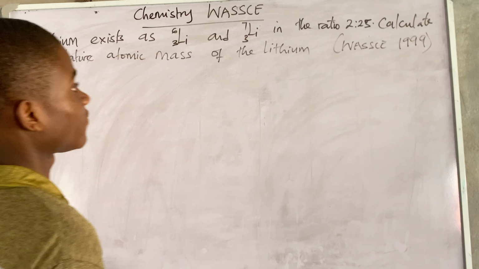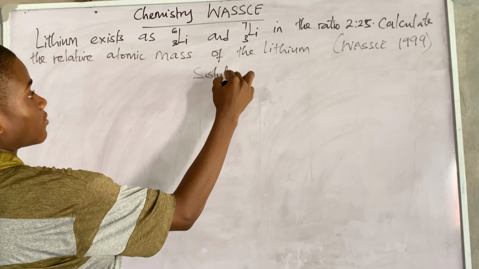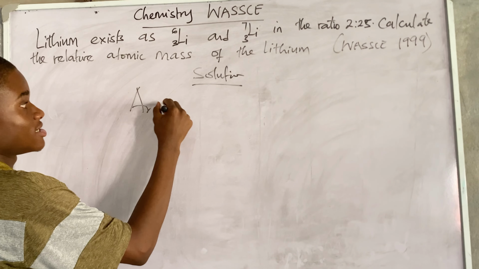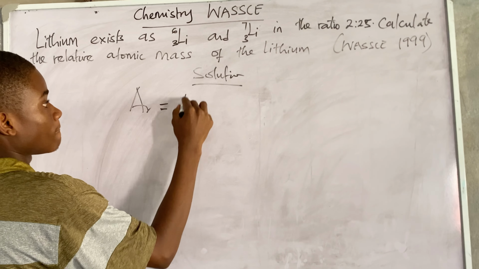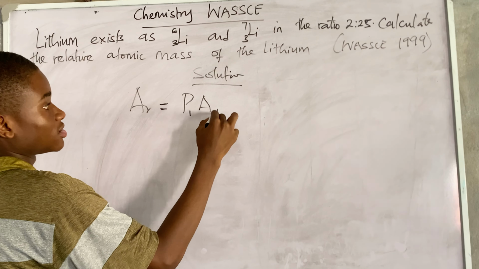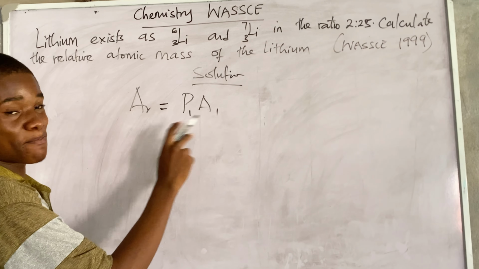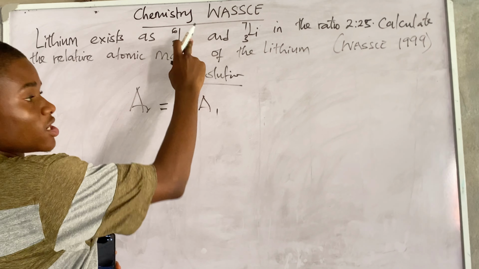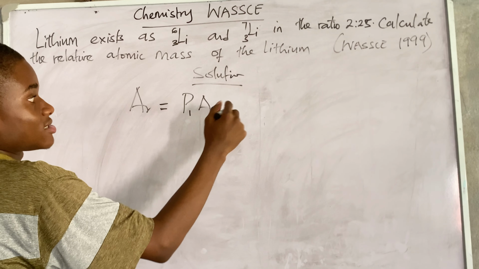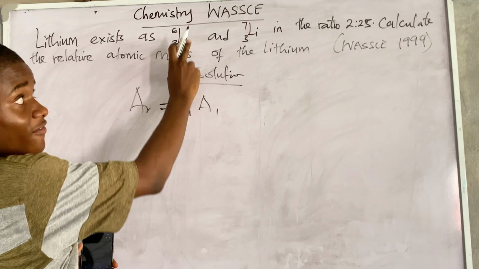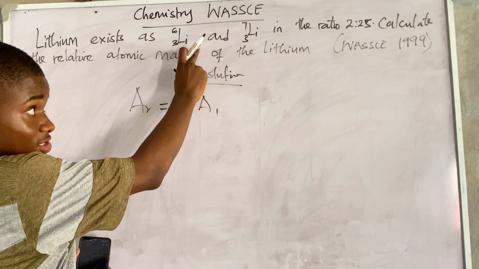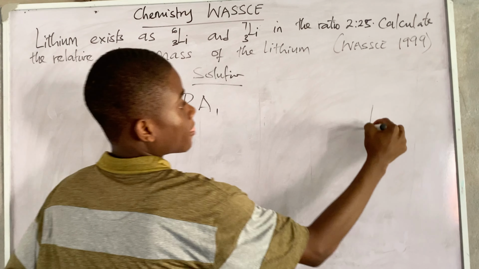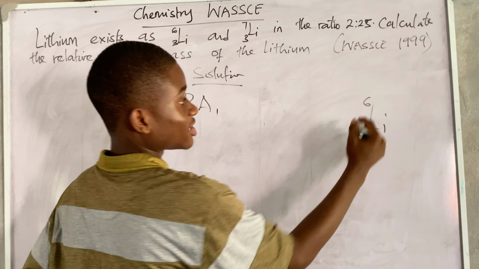All right, so this is the formula, let's solve. Relative atomic mass is equal to P1A1. What is P1? P1 is the percentage abundance of the first isotope. This is the first isotope. So we're going to find the percentage abundance of this. And this is the atomic mass of the first lithium. Okay? And the atomic mass obviously is 6. This is the atomic number and this is the atomic mass.